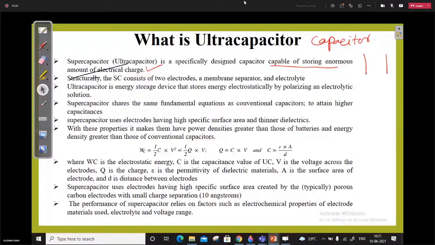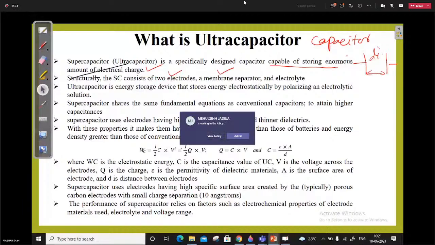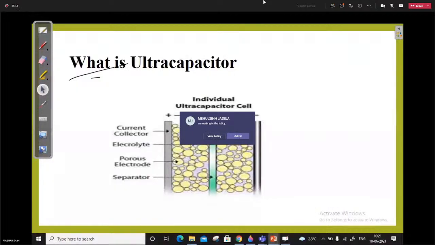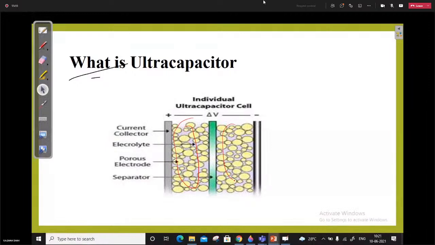It is almost similar to this, but the plates are replaced by electrodes, a positive electrode and a negative electrode. Then there is a membrane separator, and instead of a dielectric, they have an electrolyte. So it consists of two electrodes, a membrane separator, and electrolyte. If you want to see it, it looks like this. This part is your porous electrode. This is the positive and this is the negative porous electrode, and in between, the gray color is the electrolyte.